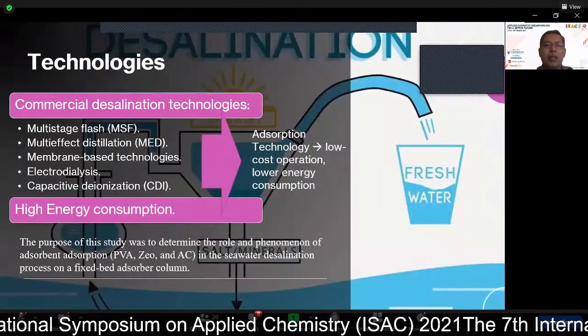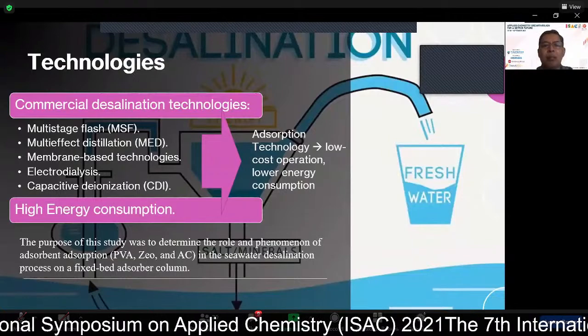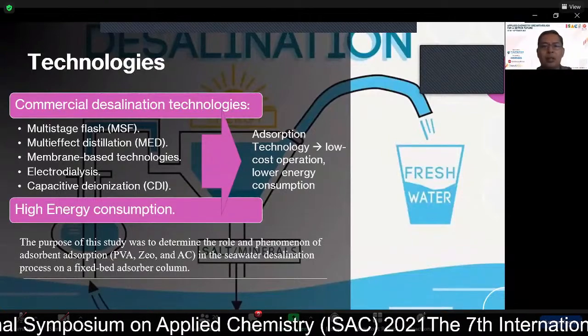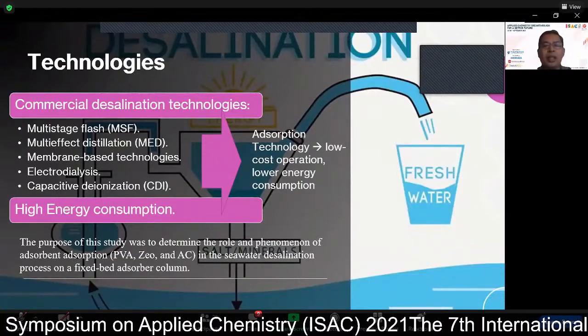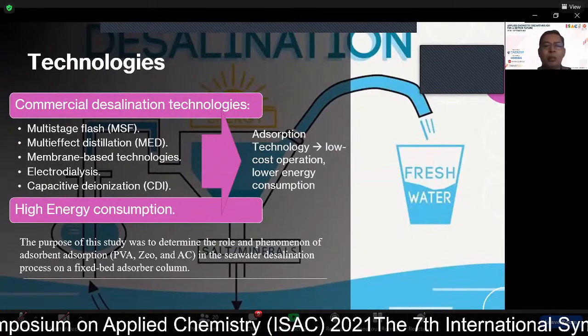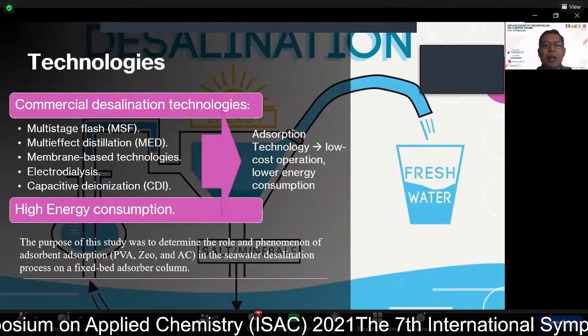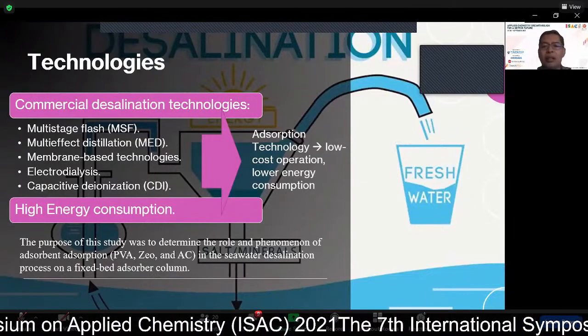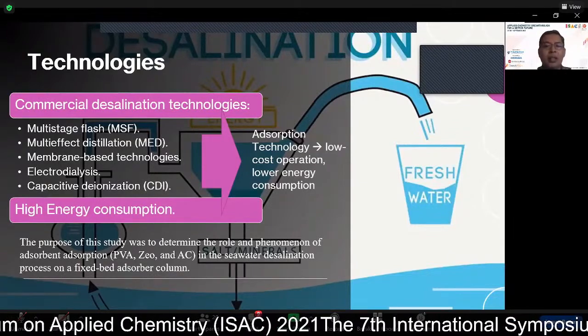As we know, many technologies are implemented for the desalination of seawater. Commercial desalination technologies include multi-stage flash, multi-effect distillation, membrane-based technology, electrodialysis, and capacitive deionization.